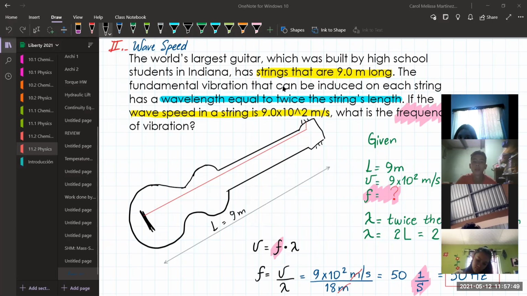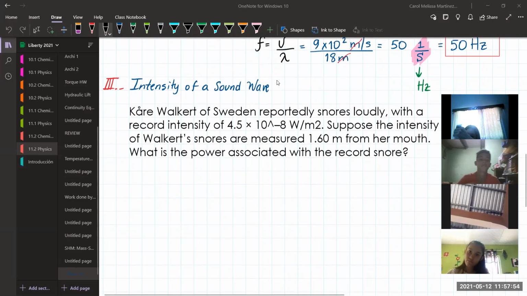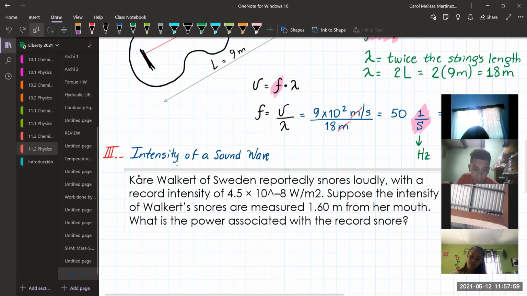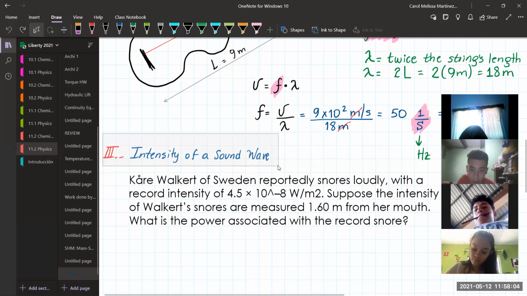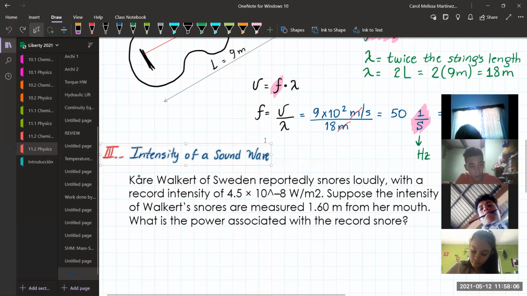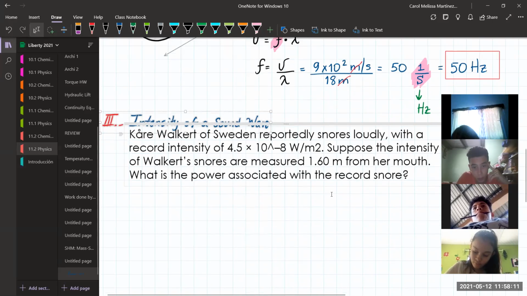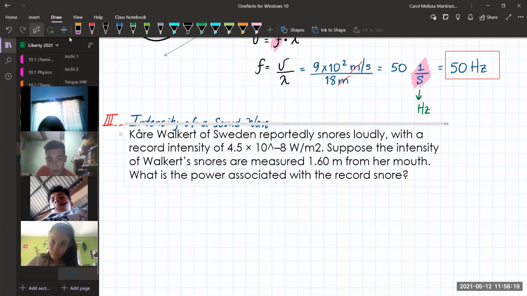Okay, now we're going to the last one. Who wants to help me read this problem? Car Walker of a twin reportedly snored loudly with a report intensity of 4.5 times 10 to the negative 8 W per meters squared. Suppose the intensity of Walker's snores are measured 1.60 meters from her mouth. What is the power associated with the record snore?